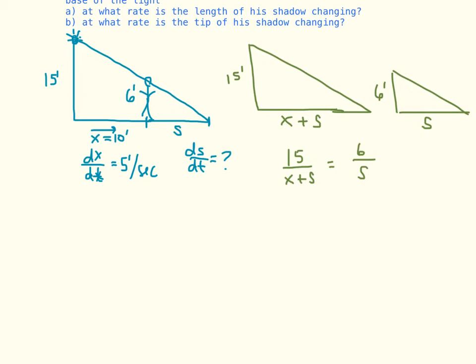Hopefully you recognize that you're going to just cross multiply. So we have 15s is equal to 6x plus 6s. Okay, we're going to combine things to one side. So that would be 9s is equal to 6x. And then what is it that we want to find? We want to find the rate of change of the shadow. So I'm going to solve for s in terms of x.